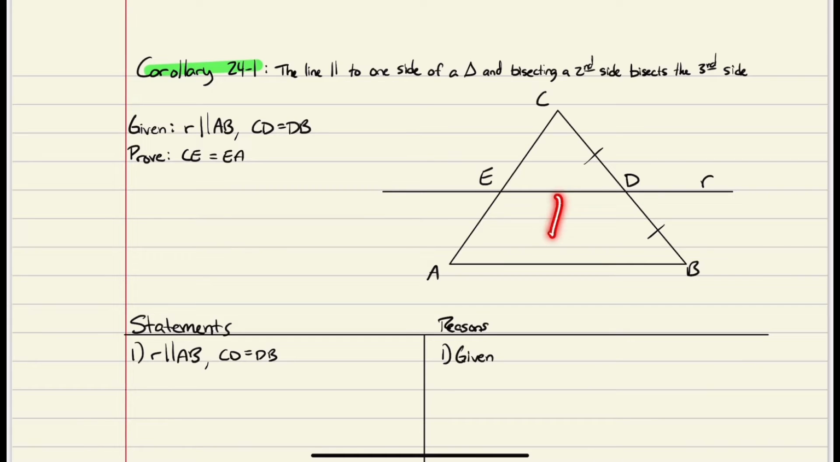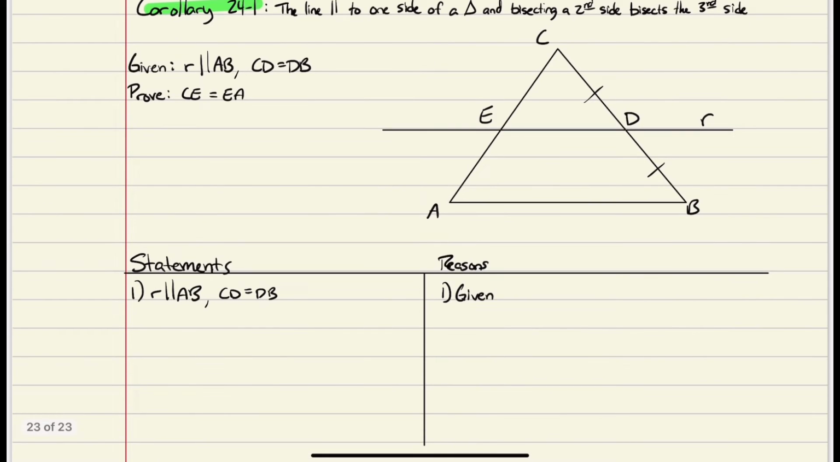So it has a relationship with one side, parallel, has another relationship to a second side, it bisects it into two equal segments. We are also going to now prove that it bisects this third side here. So we're going to try to prove that CE is equal to EA. All right, very simple proof, very quick proof. We won't take very long on this proof.